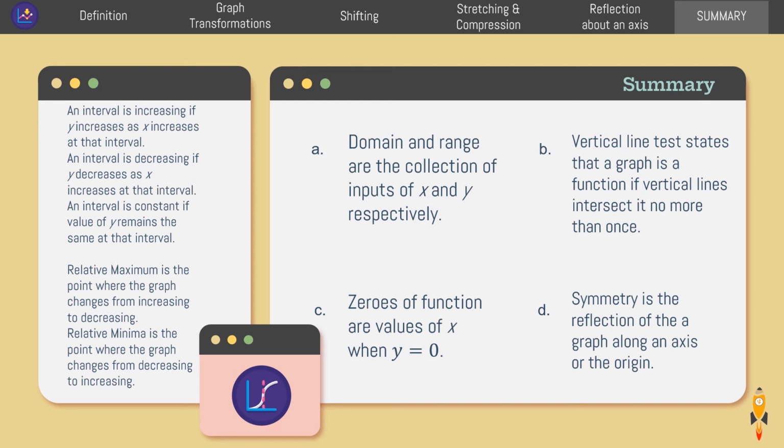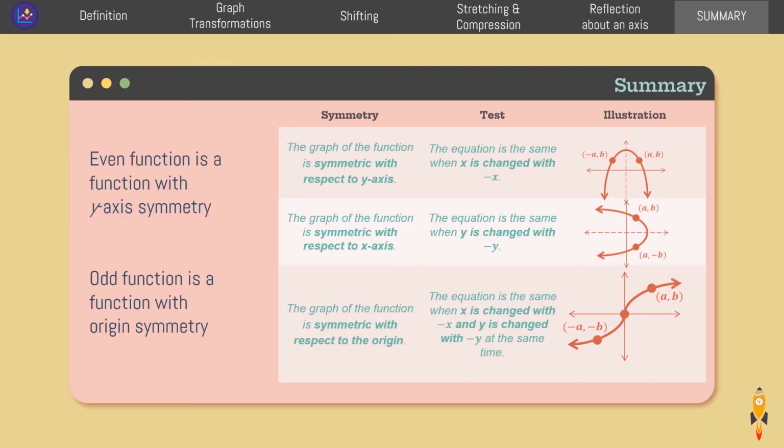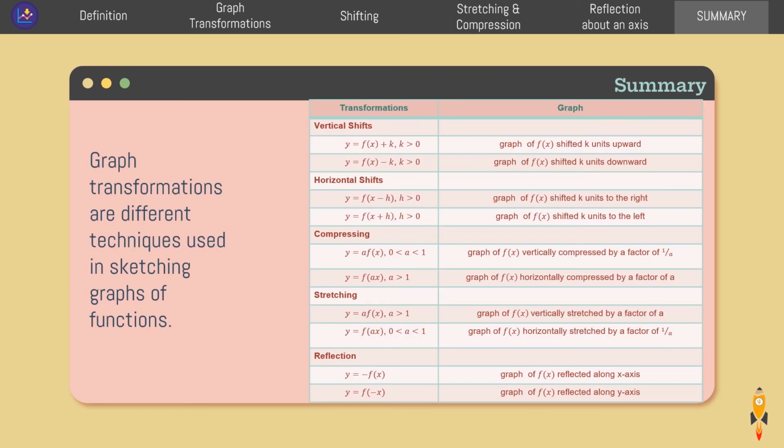Relative maximum is the point where the graph changes from increasing to decreasing. Relative minima is the point where the graph changes from decreasing to increasing. Symmetry is the reflection of the graph along an axis or the origin. Even function is a function with y-axis symmetry. Odd function is a function with origin symmetry. Graph transformations are different techniques used in sketching graphs of functions.